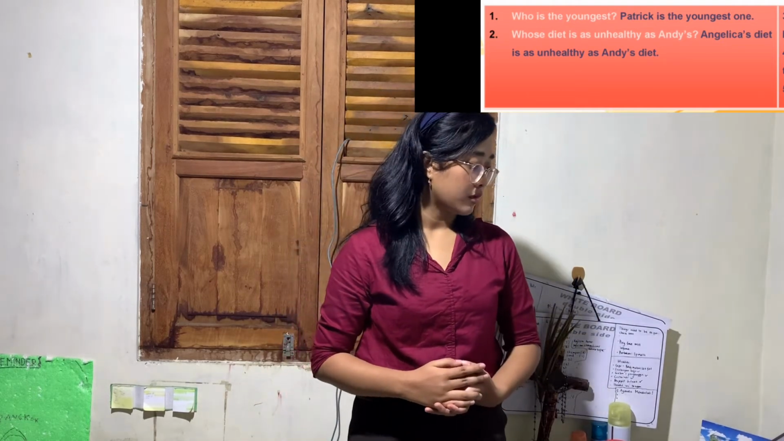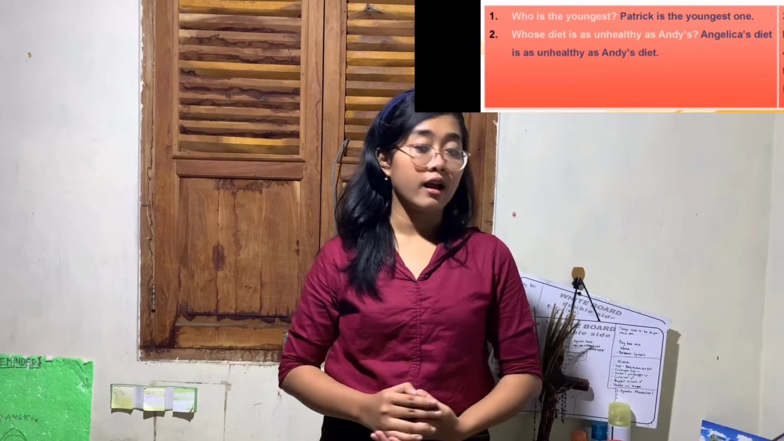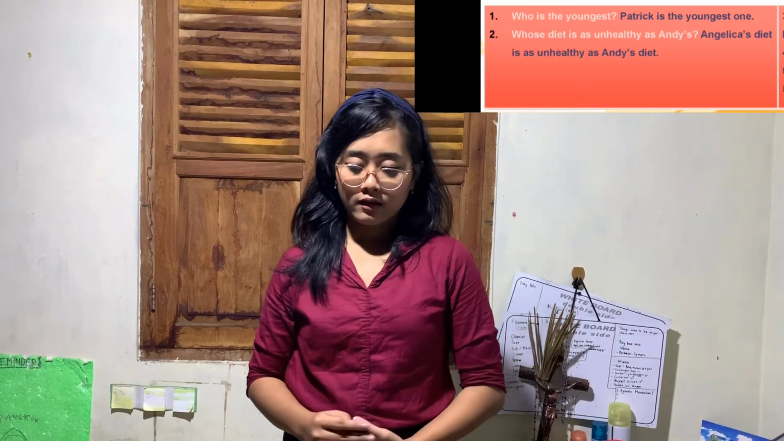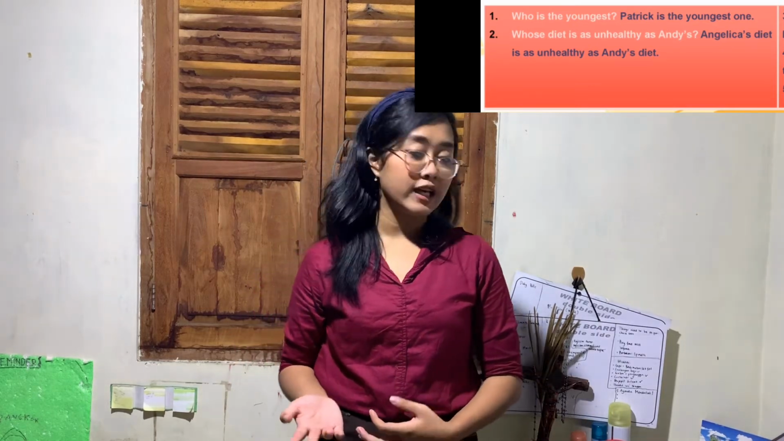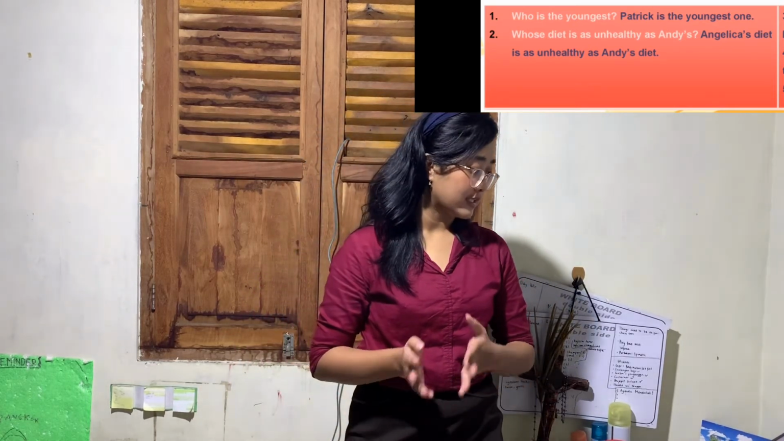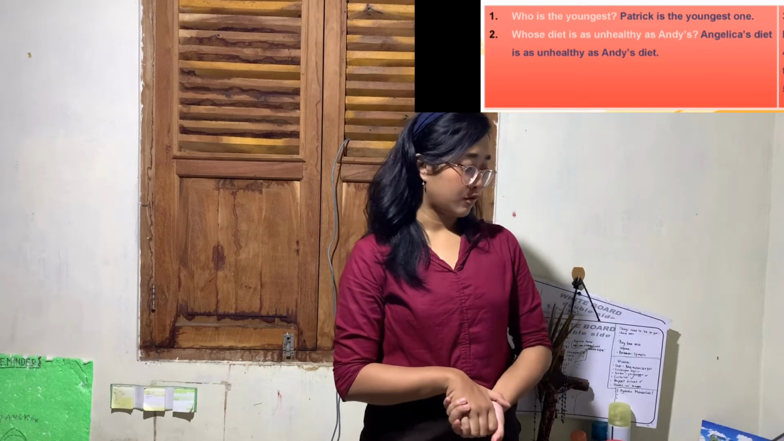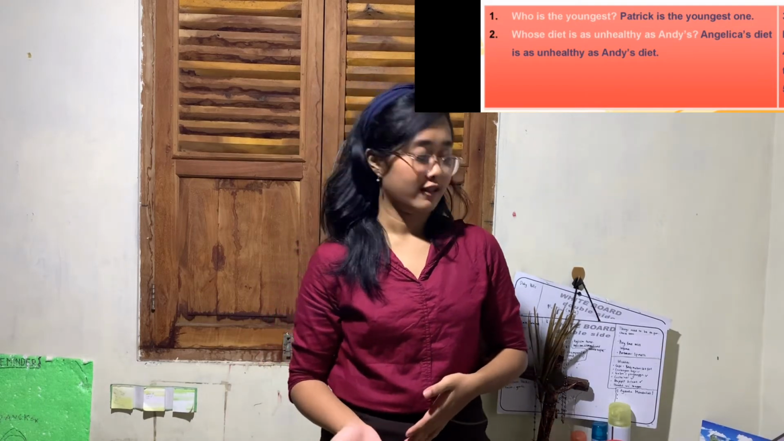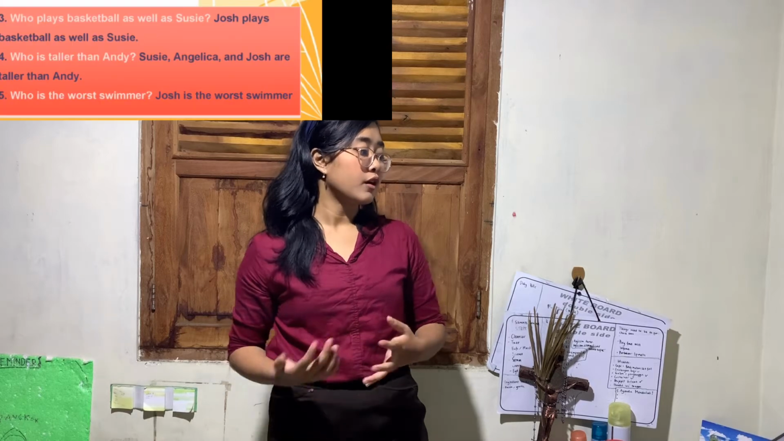Okay, number 2. Whose diet is as unhealthy as Andy's? Yes. Angelica's diet? Yes. Angelica's diet is as unhealthy as Andy's diet. So why? Because she eats lots of fast food. Yes. Very good. Okay, number 3. Who plays basketball as well as Susie?